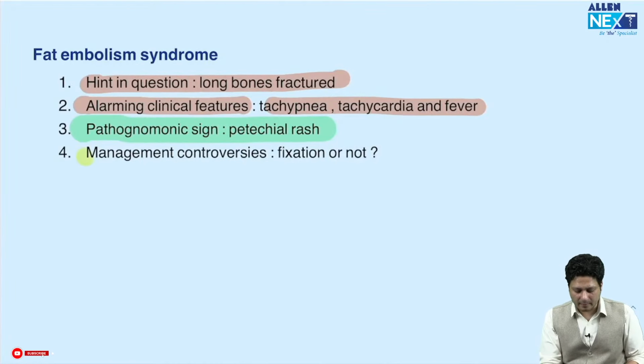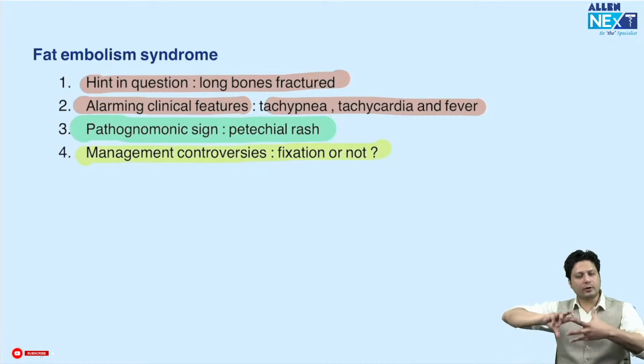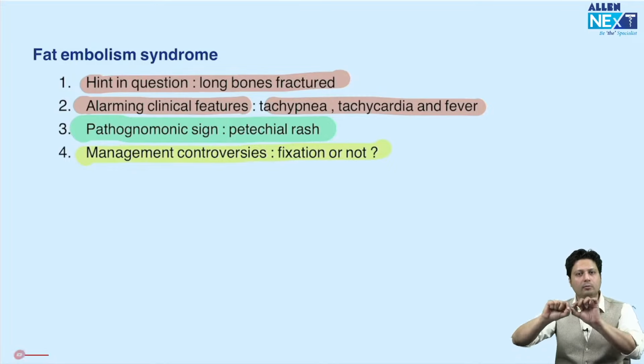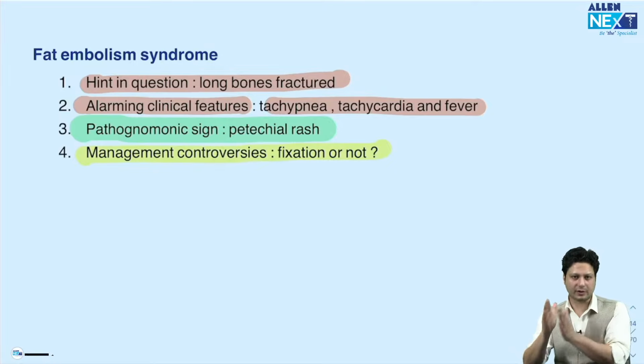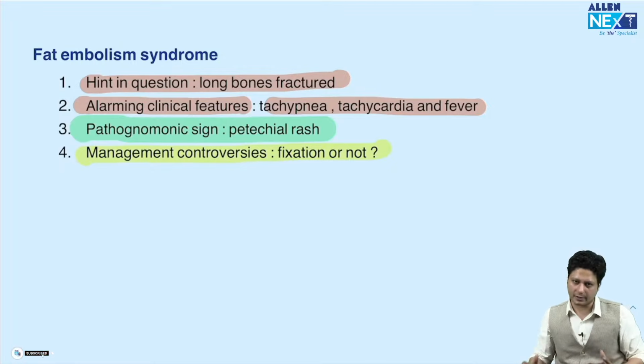So as far as management controversies are concerned, previously it was thought that if you are going to fix the long bone, you have to ream the bone, and in the process of reaming, more and more of the fat globules will reach the circulation. But multiple studies have suggested that you don't ream it, you just put the nail inside, or you just fix the bone, all right, without reaming the bone. So this process of fixation will arrest the possibility of the globules getting released into the circulation.